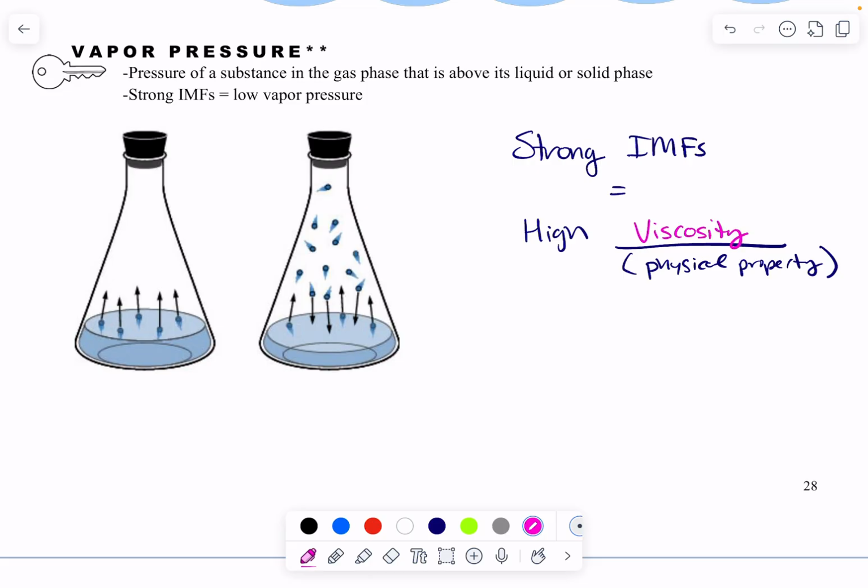Viscosity is the resistance to flow. You might have heard of like honey before. If you try to pour honey out of a bottle, it's very viscous. That means the actual honey particles are held together very strongly by intermolecular forces, and so they don't flow nicely. However, every good rule seems to have an exception, and that exception is vapor pressure.